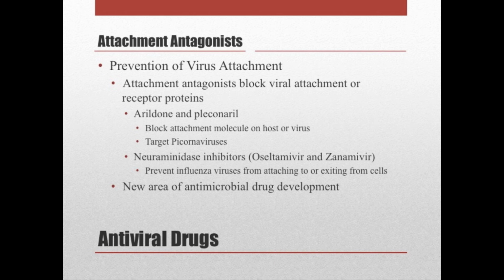An example of attachment antagonists are those drugs known as the neuraminidase inhibitors. Two neuraminidase inhibitors are oseltamivir and zanamivir, more commonly known as Tamiflu and Relenza respectively. These two drugs act to prevent influenza viruses from attaching to or exiting host cells.